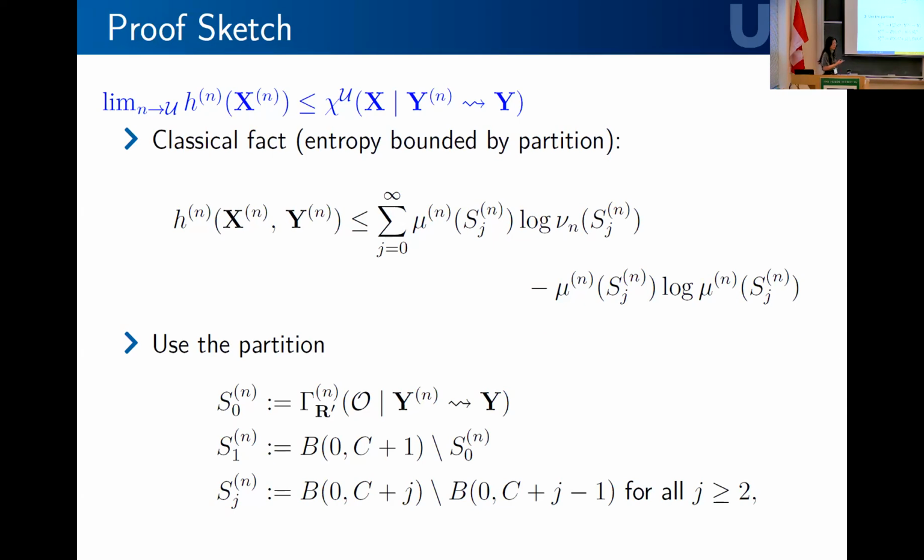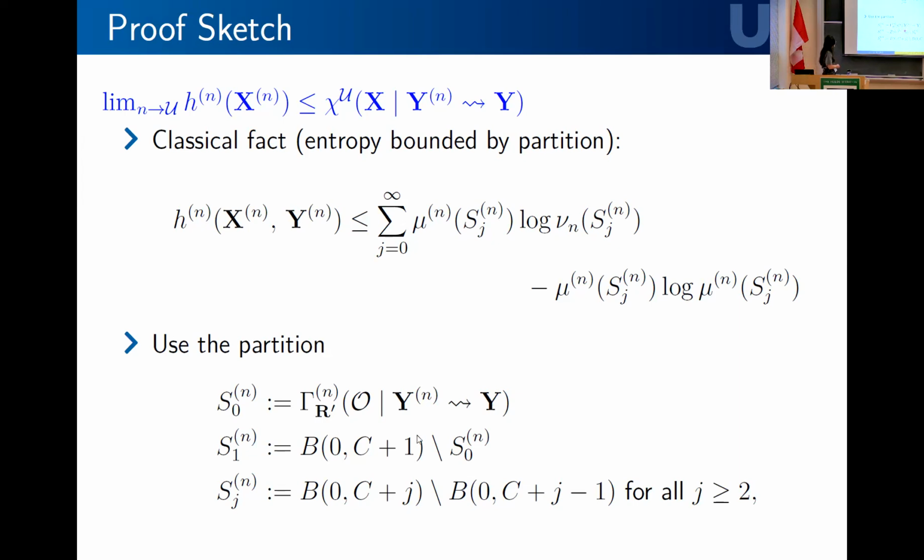I just use the following classical fact about entropy. If I take some partition of my measure space, in this case the m tuples of n by n self-adjoint matrices, then I can bound the entropy of the xn's and yn's from above by the following quantity that just has to do with whatever the partition Sjn is for the space. I'll fix the following partition. If I fix a neighborhood O of the law of xy, then my first set is just whatever the microstate space is.